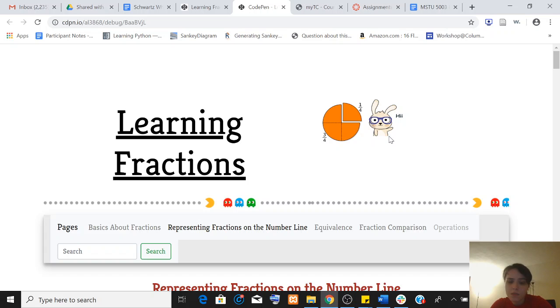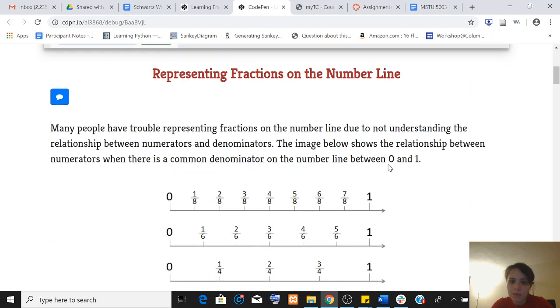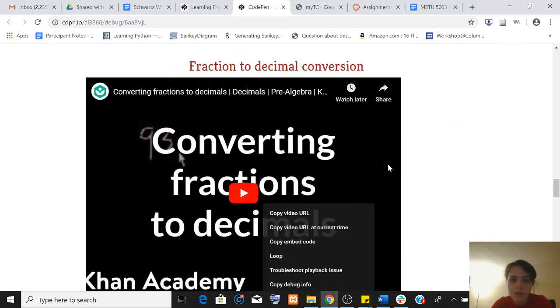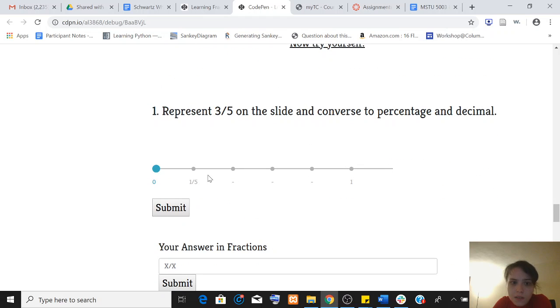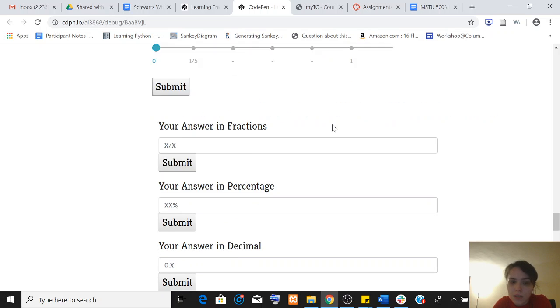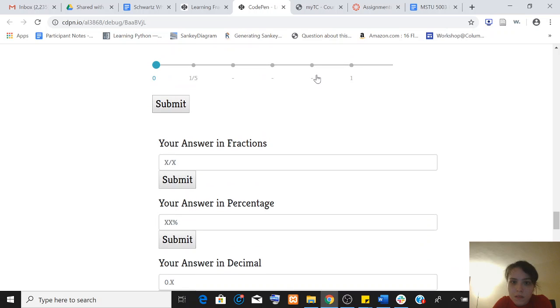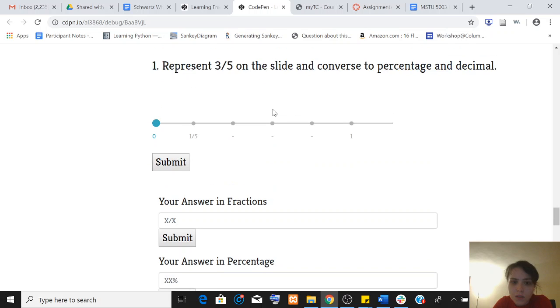When it comes to the practice problems, as I mentioned before, they are interactive. What I mean by that is, for instance, the first problem: represent 3 over 5 on the slider and convert to percentage and decimal. The learner can move the slider to 3 over 5, and then there's a submit button.